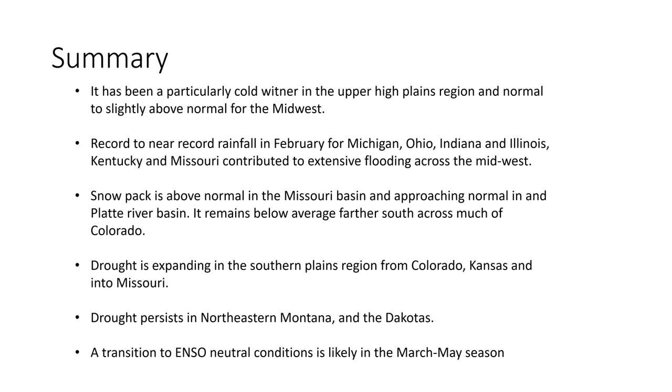In terms of drought, it's expanding in the Southern Plains region from Colorado and Kansas into Missouri. Based on the outlook and monthly forecast, it looks like that may continue. Drought persists in northeastern Montana as well as the Dakotas, although there were some slight improvements this week. And then finally, a transition to ENSO neutral conditions is likely during the March to May season, and we will keep an eye on that.